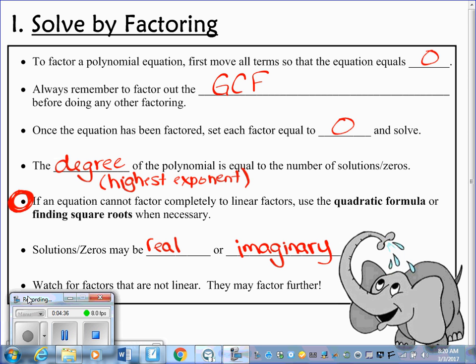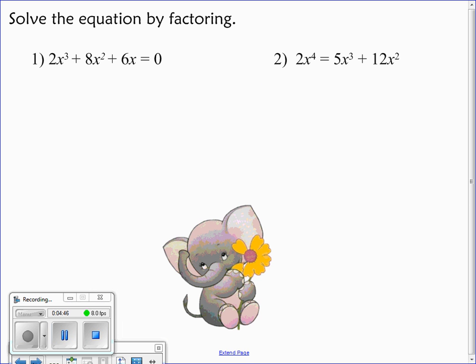Do you guys know what I mean when I say linear? x to the first, linear. If they're not linear, they may factor further, so watch for that, okay? Let's jump in, getting some practice with stuff that we're a little familiar with before we get into stuff that's a little different.